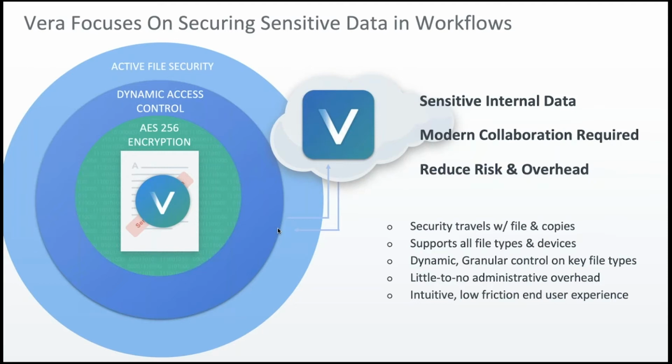But as soon as they are able to move that file outside of that repository, they download the file from OneDrive or Box or Dropbox or SharePoint, or a network share for that matter. As soon as that file leaves that particular repository, without a solution like Vera, all bets are off, because they're able to do whatever they want with that file, including expose it to other users that never had access to the original repository in the first place. With Vera, the security travels with that file wherever it moves.